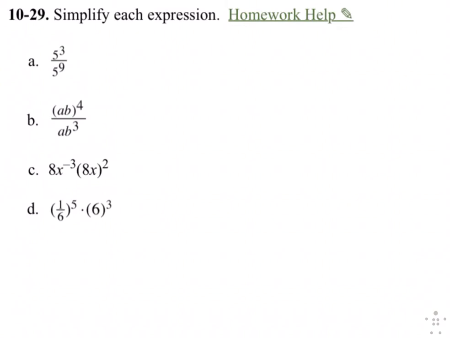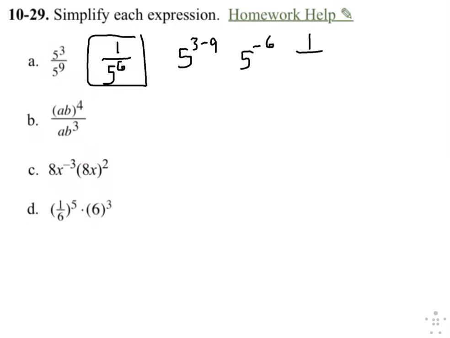Okay, for 10 to 9, 5 to the third over 5 to the ninth, we're left with 1 over 5 to the sixth. Again, I had 9 fives in the denominator and 3 in the numerator, right? So when I cancel 3 of them out, I'm left with 6 in the denominator. You could go right to there. If you didn't, if you used our rule, you would get 5 to the third minus 9, right? Because when we divide, you'd get 5 to the negative 6, and then you'd have to write that as 1 over 5 to the positive 6.